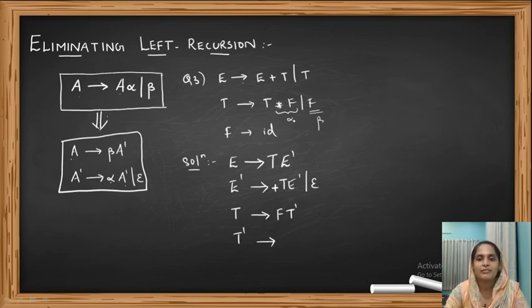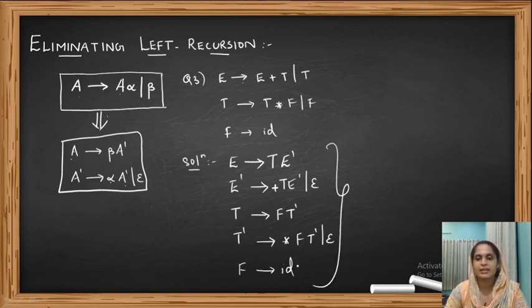And the value of alpha is star F. So, star F T dash bar epsilon. So we eliminated left recursion from the second production also. And coming to the third production, F produces ID, there is no left recursion, so we can write it as such. F produces ID. So this is our final grammar which is free from left recursion.